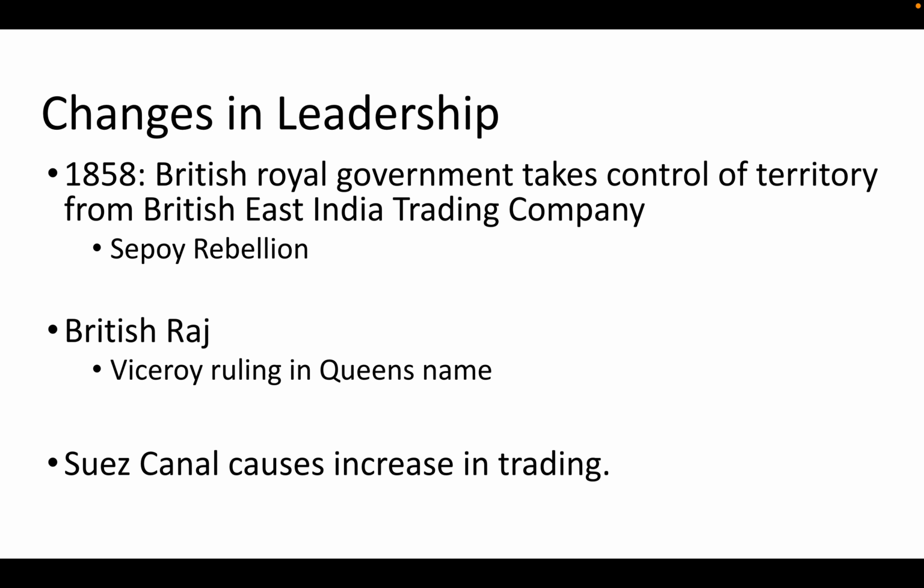colonized regions. With the creation of the Suez Canal, the trading volume increases between Europe and India, which benefits the British, to some extent some Indians, but also causes this industrialization of India, right, where you have a lot of poor working class people.